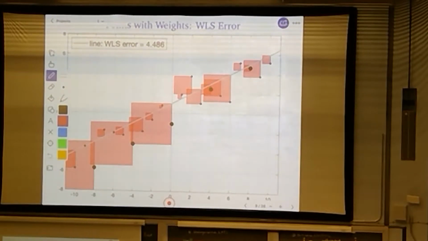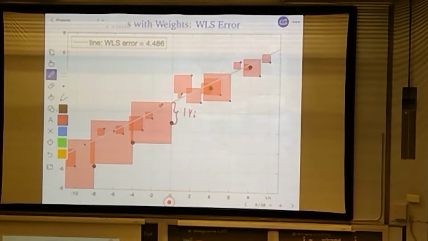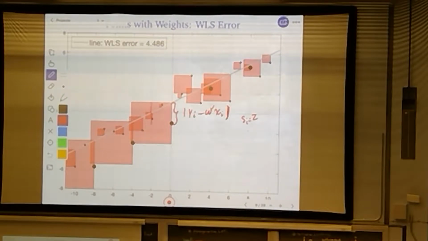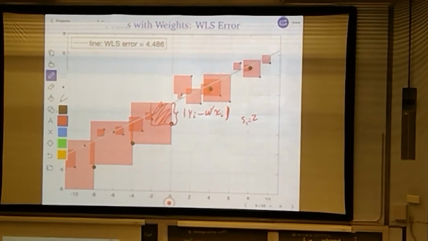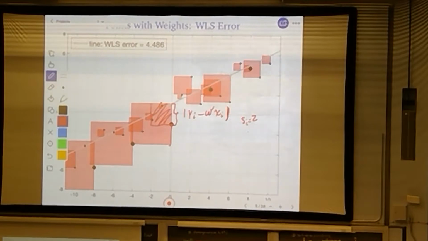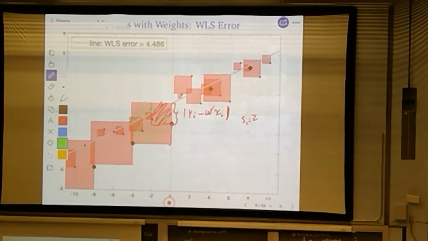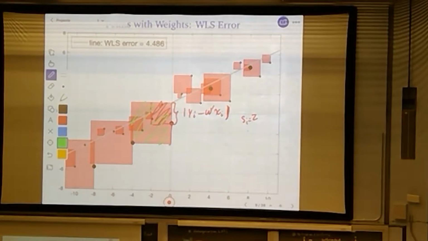If it's weighted least square, what it means is that even though this is my error, yi minus wxi, remember this has si equals 2. So I'm not going to use this as my error. The error I'm collecting is 4 times larger. Instead of this, I have this to work with. Okay?